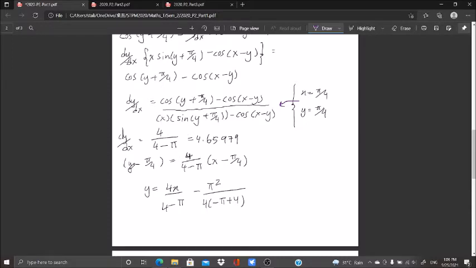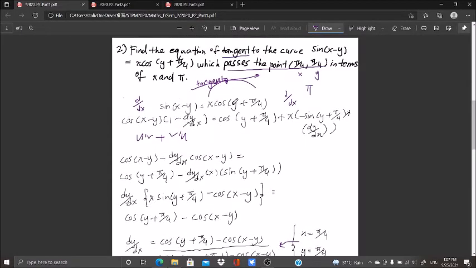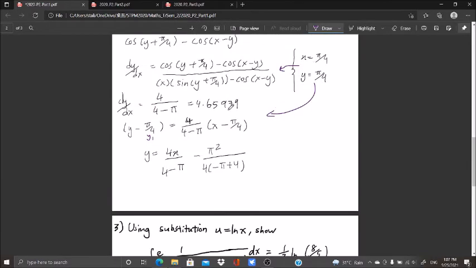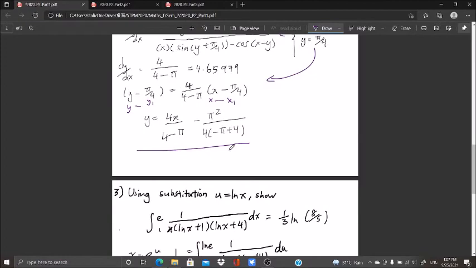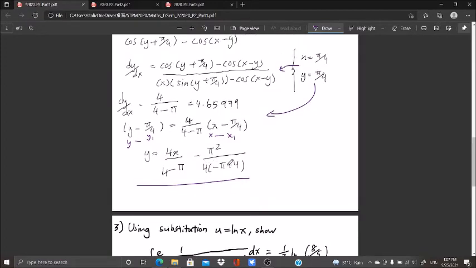And we substitute into y minus y1. This is actually our y1. We can use this point again. Since this point is on our equation of tangent, we can reuse this point inside our general equations and our particular equations. So this is x minus x1, y minus y1 times the dy/dx, your gradient, inside. So this is our particular solution: y equals 4x over 4 minus pi, squared, 4 times negative pi plus 4.